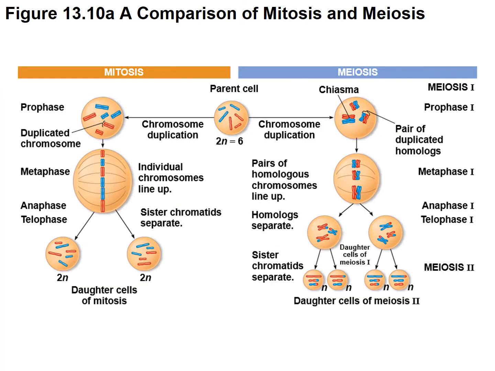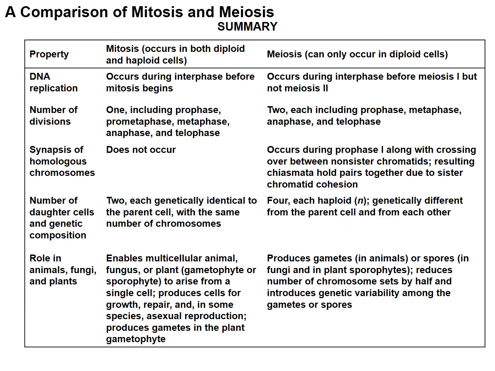Figure 13.10a is a visual representation of some of the differences if you were looking at mitosis and meiosis. And we may see a few words that we haven't talked about, like chiasma. Don't worry about those. Just look at the different phases and how physically they look different, what is happening. Now, this summary slide, this table, is a good one to know. This compares mitosis and meiosis.